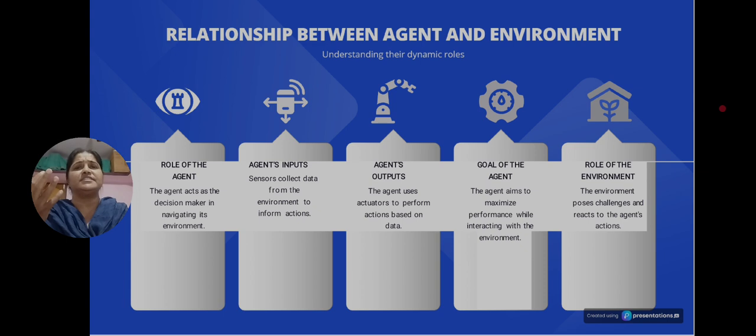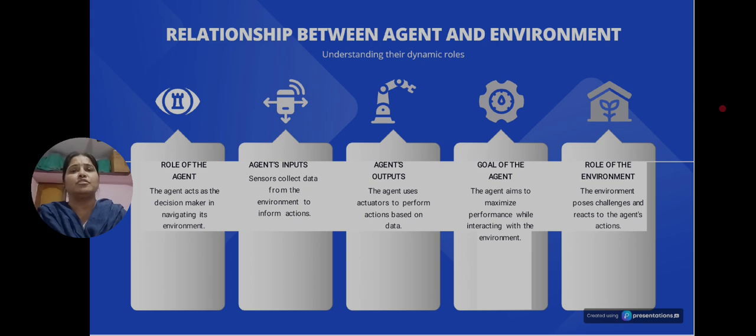Next we are going to see the relationship between the agent and the environment. Let us take aspects, like role is an aspect. How do the agent and the environment play here? The agent acts as a decision maker, and the environment is the problem space. So here the aspect is role. When we take input and output as an aspect, for input the agent collects or senses the data via sensors or sensor devices, and the environment reacts based on the actions.